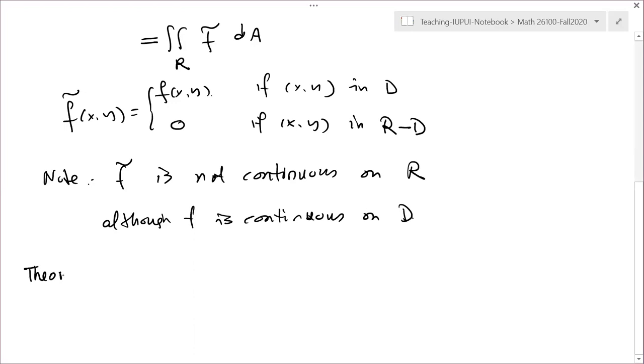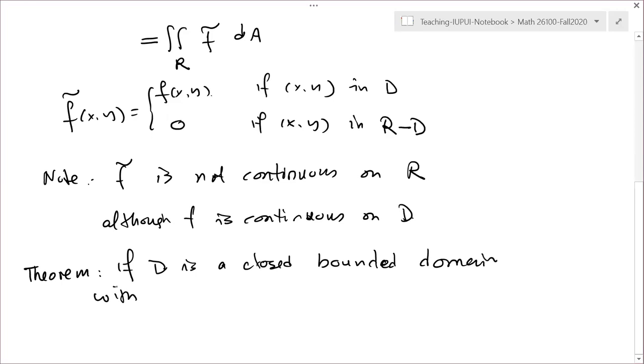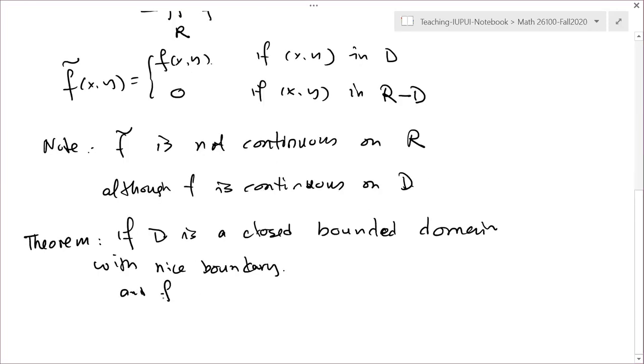Here's a theorem. Fubini's theorem still holds for this type of function if D is a closed bounded domain with a very nice boundary. The boundary cannot be very terrible. It's a closed bounded domain with a continuous boundary, a nice boundary. I'm not going to talk too much about it. Most of the examples we don't worry about it. With a nice boundary, a good boundary. In mathematics, it consists of several lines and several smooth curves, and f is continuous.